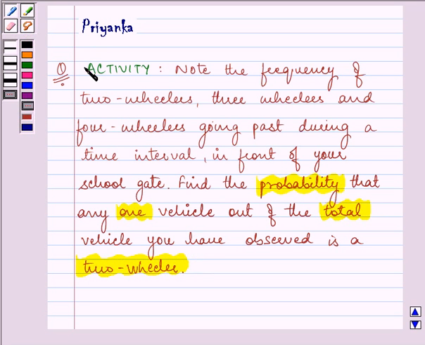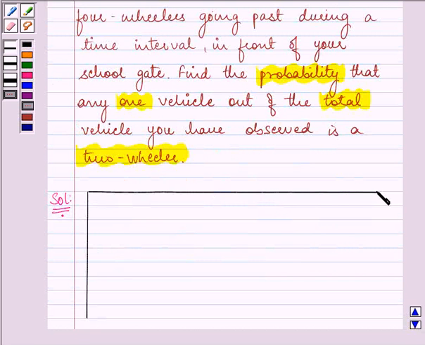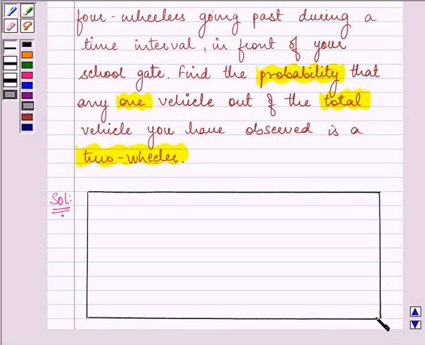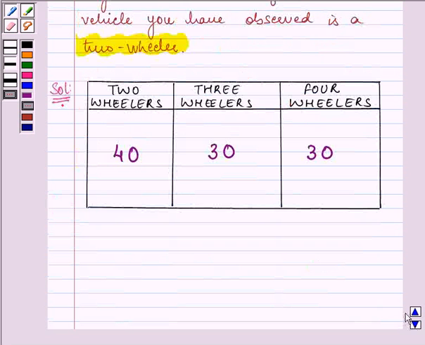Right. Now, this is an activity, so let us assume that during the time interval, you observed two-wheelers, three-wheelers and four-wheelers. Let's say we observe two-wheelers as 40, three-wheelers as 30 and four-wheelers as 30 again.